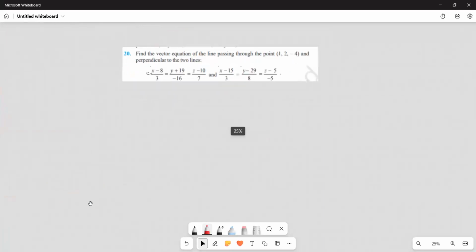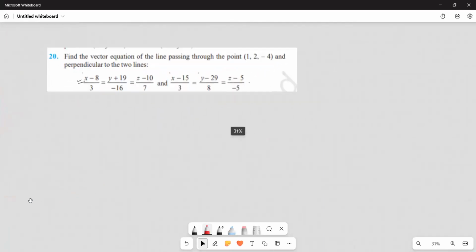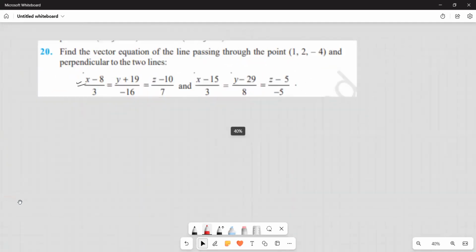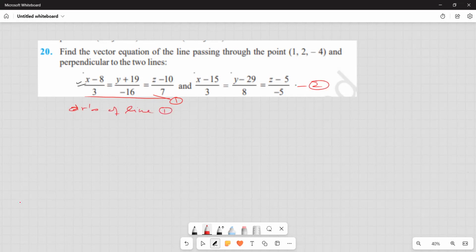Then the next question is: find the vector equation of the line passing through this point and perpendicular to these two lines. These lines are given in Cartesian, so no need to write in vector because this is a mixed question. You can directly write the drs of the lines. I'm taking this line as 1, this line as 2. So drs of line 1 are 3, minus 16 and 7. The drs of line 2 are 3, 8 and minus 5.